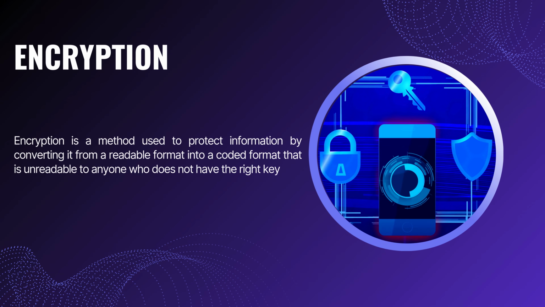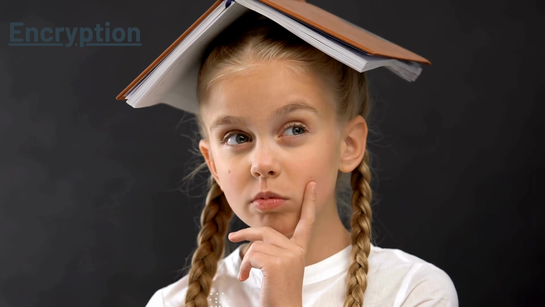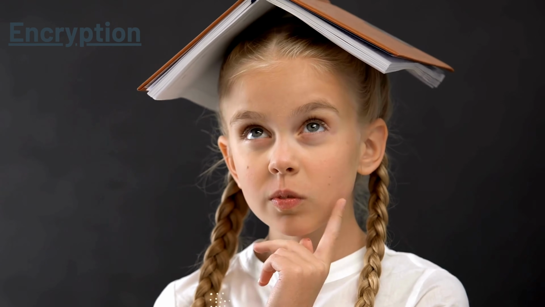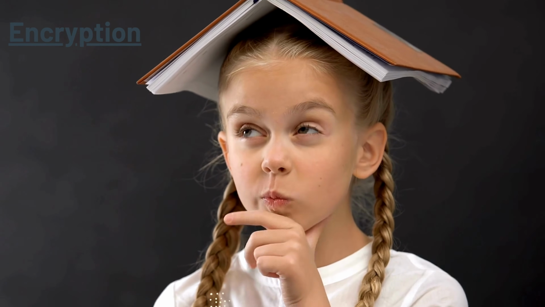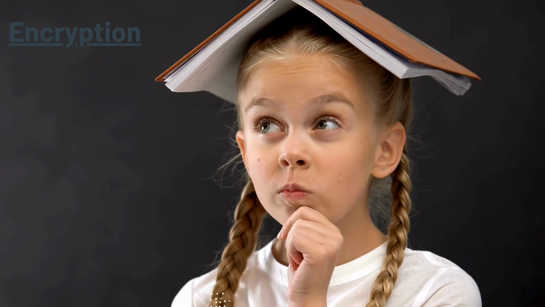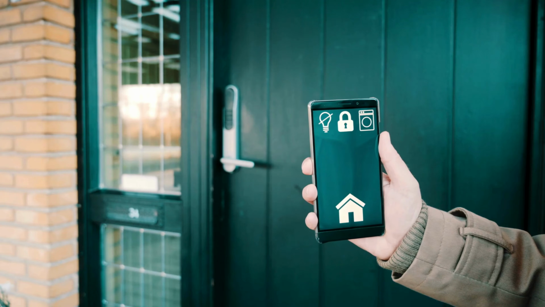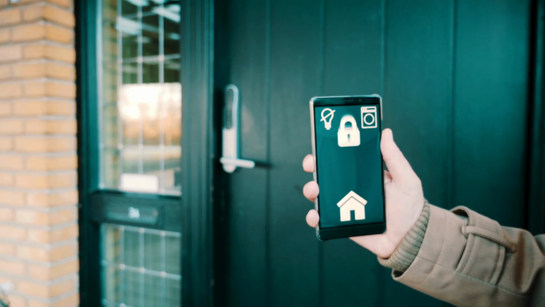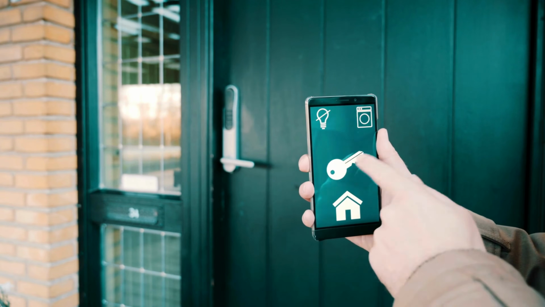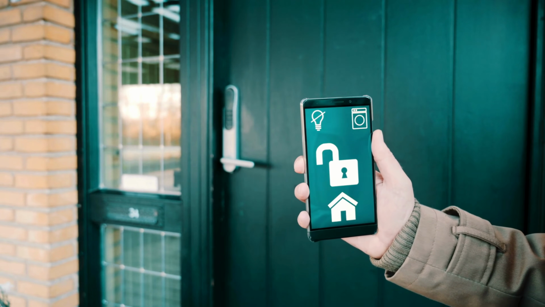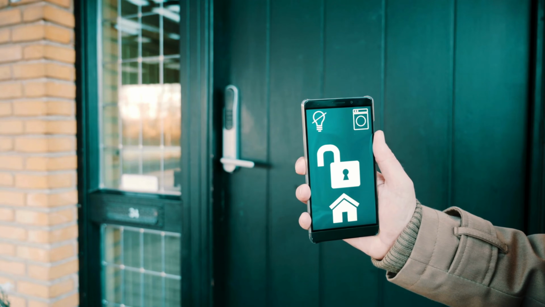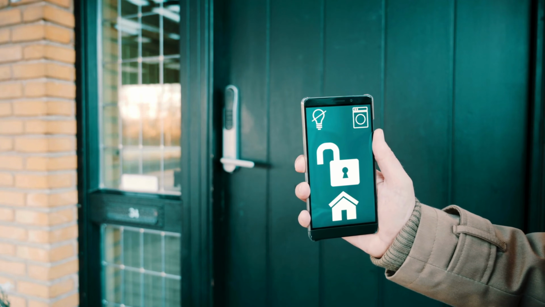Let me explain this with an example. Imagine you have a diary filled with your personal thoughts. Now, if someone finds it, they could read everything you have written. Correct? To keep your diary safe, what are you going to do? You might use a special lock that only you have a key to, right? This is similar to how encryption works for digital information.